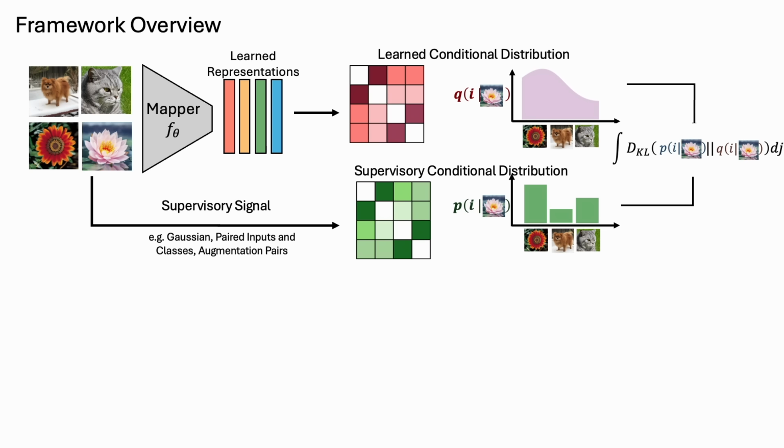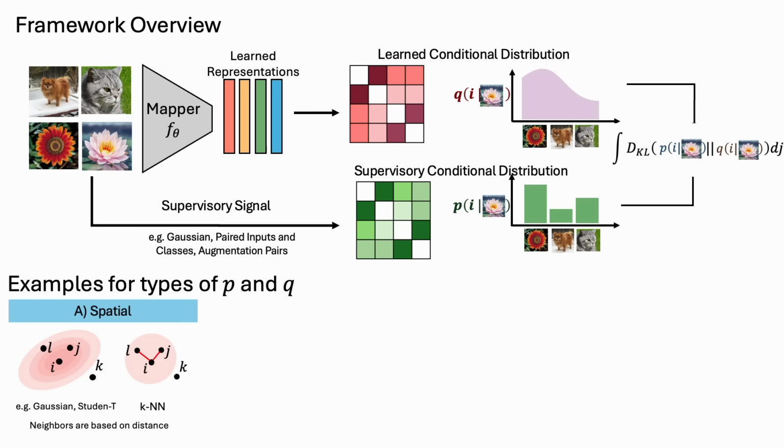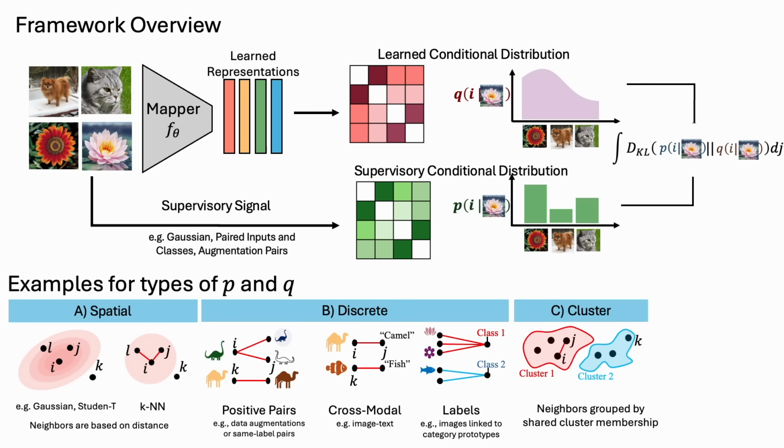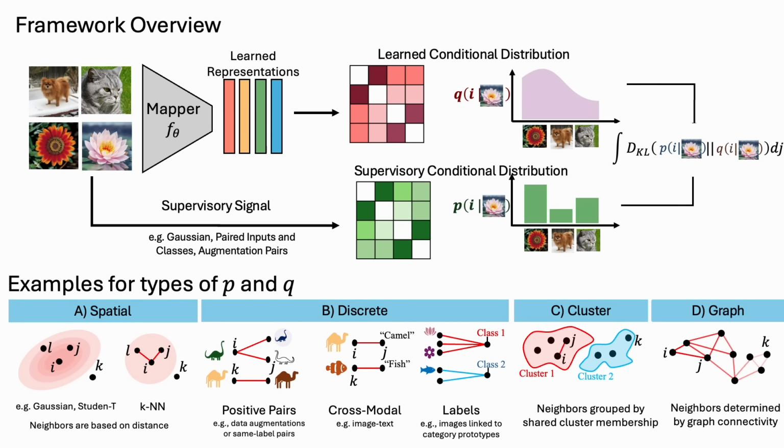The differences across methods come from the choices of these two distributions, P and Q. For example, they can be based on a metric space, like a Gaussian kernel or KNN. They can also involve some discrete labels, or they can be based on cluster assignments, or even more complex graph structures.